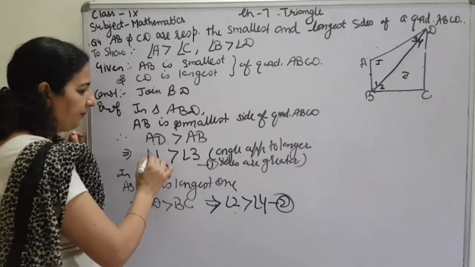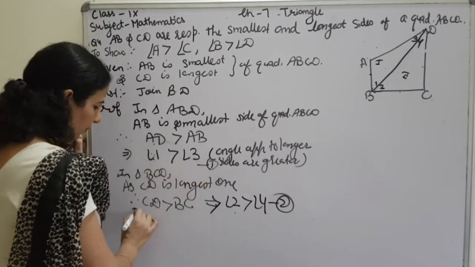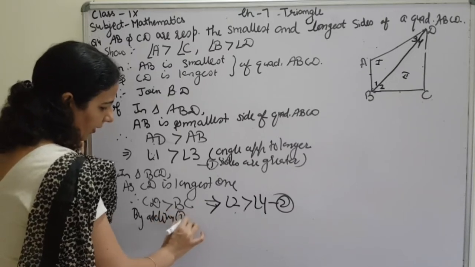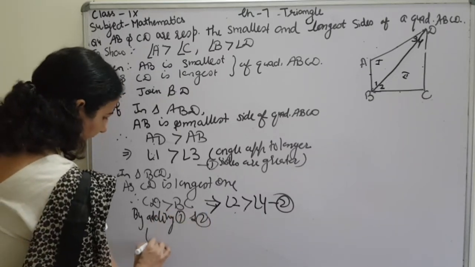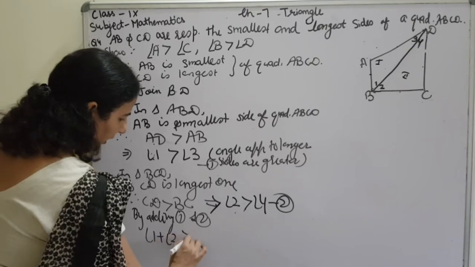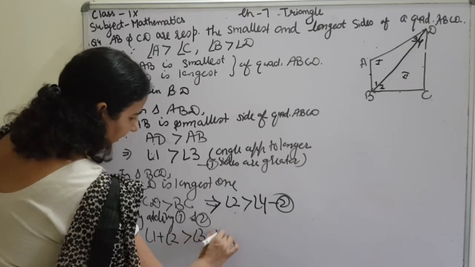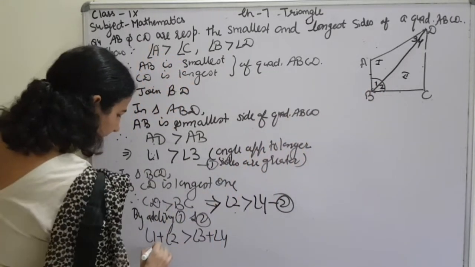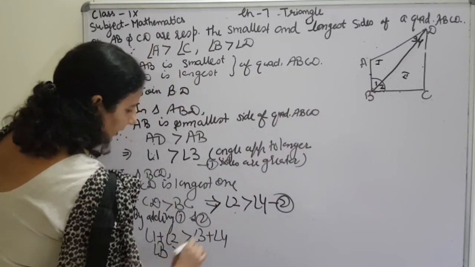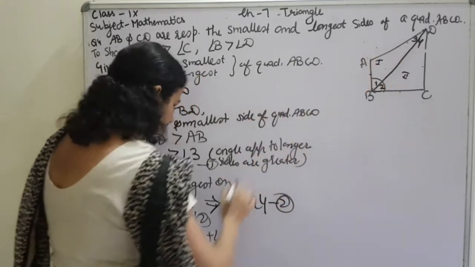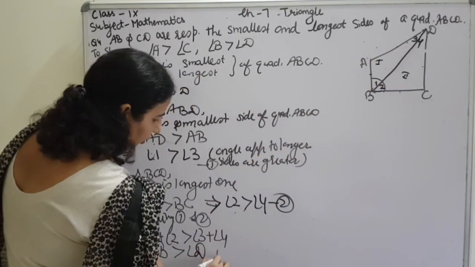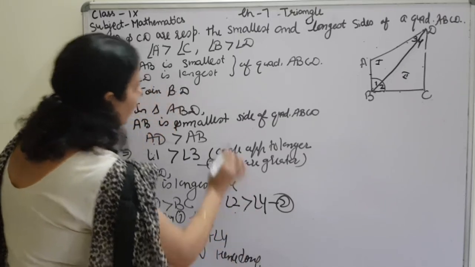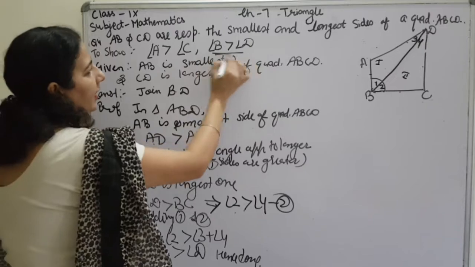Now what can we say? By adding 1 and 2, we can write angle 1 plus angle 2 is greater than angle 3 plus angle 4. What is the value of angle 1 plus 2? It is angle B, which is greater than angle 3 plus 4. What is the value of angle 3 plus 4? It is angle D. So hence done. We have done the second part.